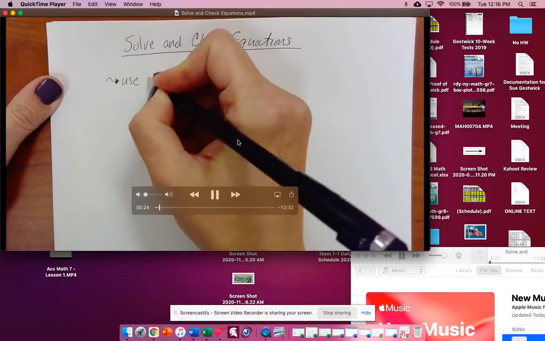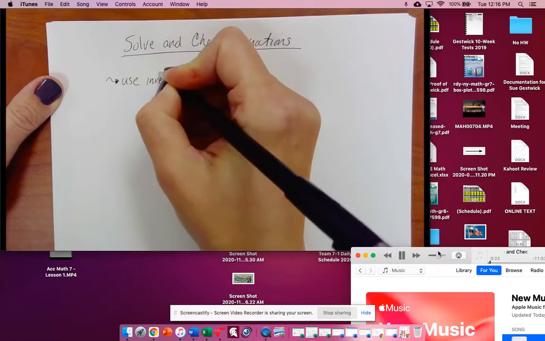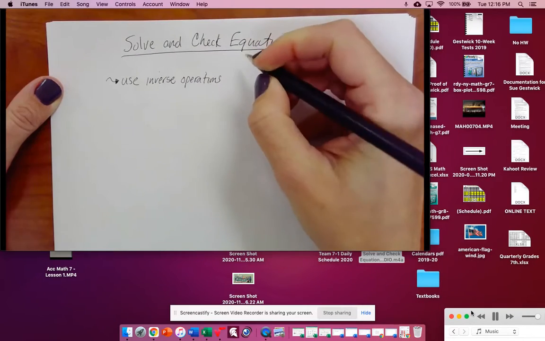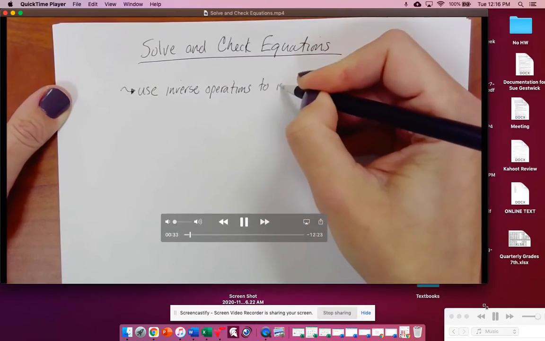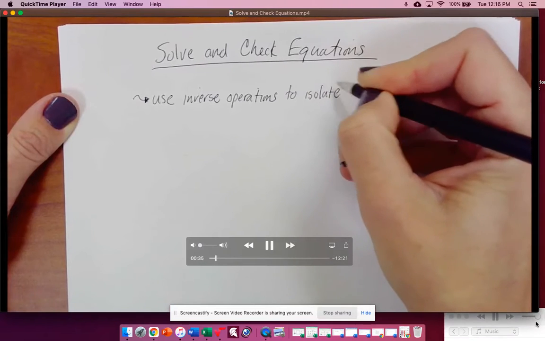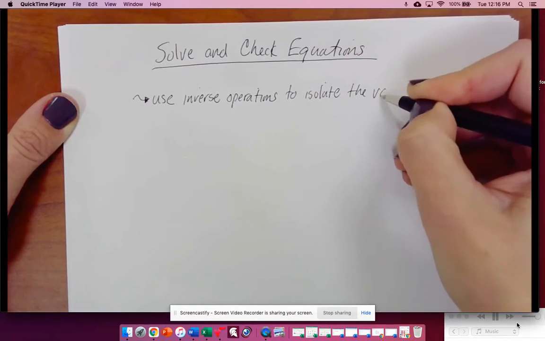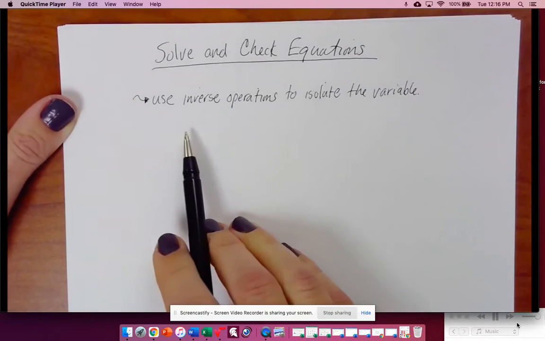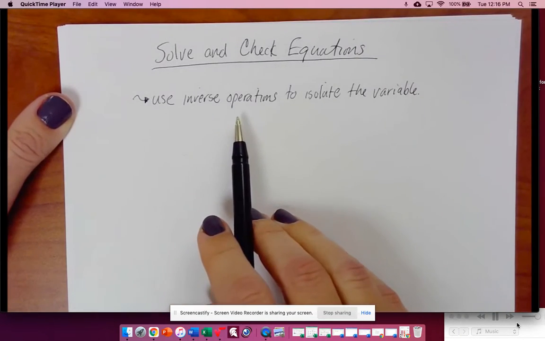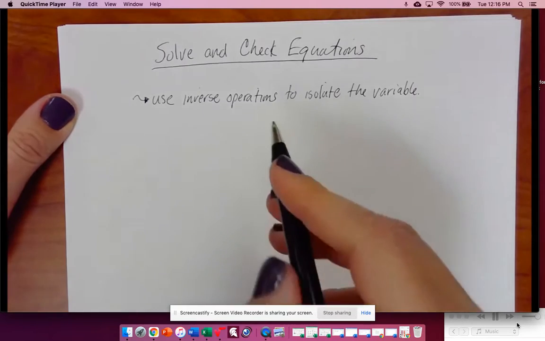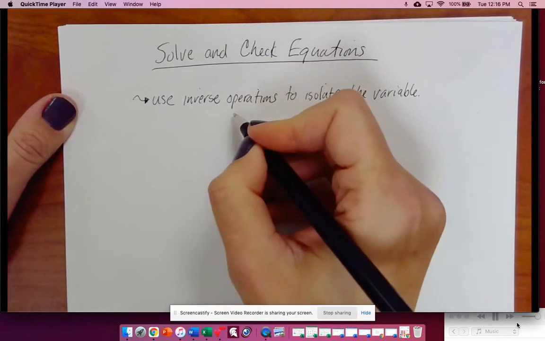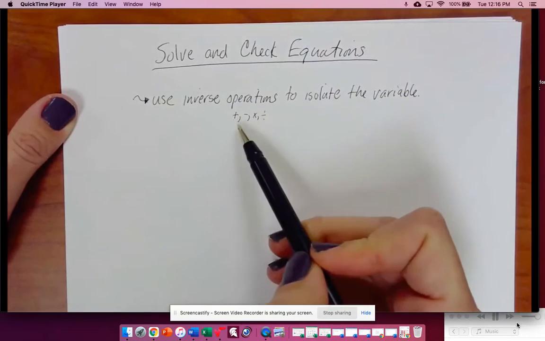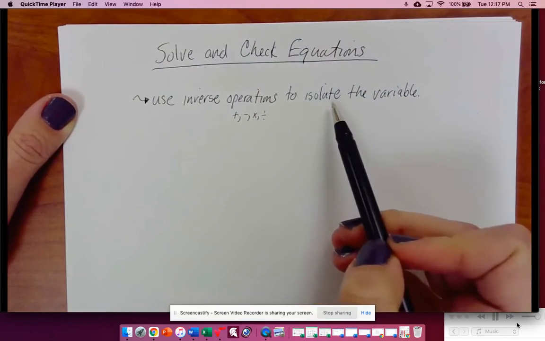So what are we going to do here? We're going to use inverse operations to isolate the variable. Sounds fancy. Inverse means opposite, so we're going to use the opposite operations. Okay, so what do I mean?